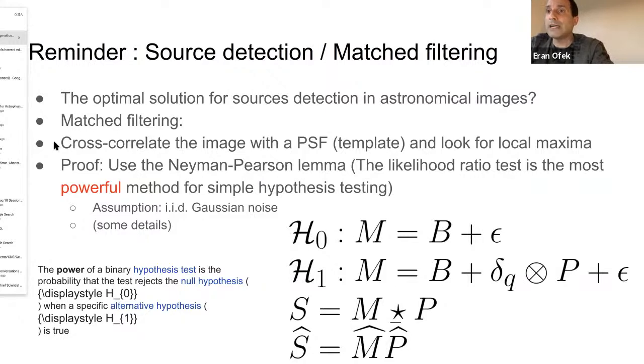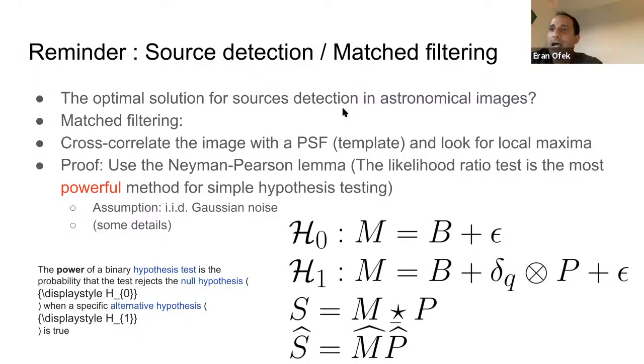There are many ways to derive this and prove this is the optimal method and sufficient statistic. The easiest way, and also the most powerful, is to use the lemma of Neyman-Pearson, which states that the likelihood ratio test is the most powerful method for simple hypothesis testing. In this case, all we want to do is separate between two hypotheses: the null hypothesis, H naught, that there is no source in the image, and the alternative hypothesis, that there is a source in the image at position Q, and there is some IID Gaussian noise denoted by epsilon.